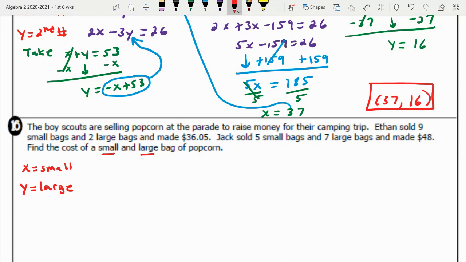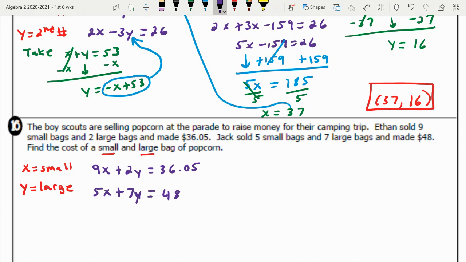All right, so again, now we're going to make equations out of the sentences. Ethan sold 9 small bags, so that's 9x, and 2 large bags, plus 2y, and he made $36.05. Now Jack sold 5 small bags, so 5 times x, plus 7 large bags. That equals $48.